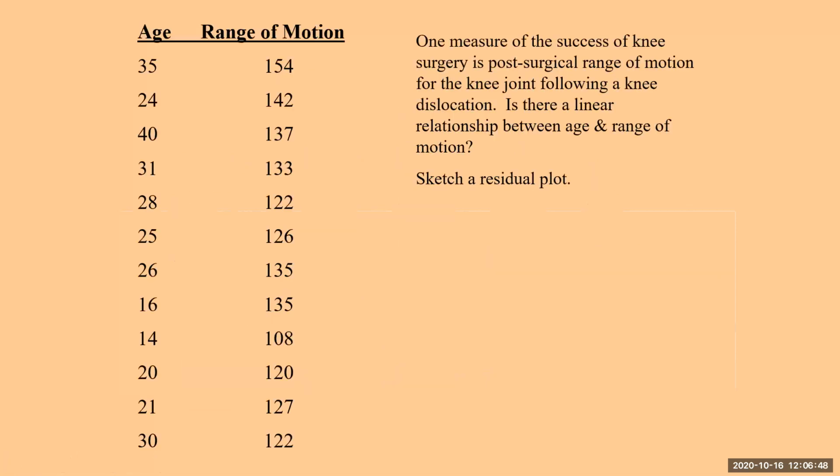So here we have some data based on age and range of motion. One measure of the success of knee surgery is post-surgical range of motion for the knee joint following a knee dislocation. So we have some data based on age and range of motion after a knee dislocation surgery. Is there a linear relationship between age and range of motion?